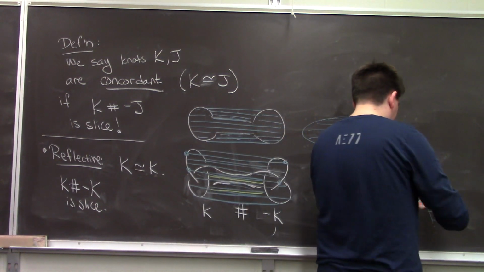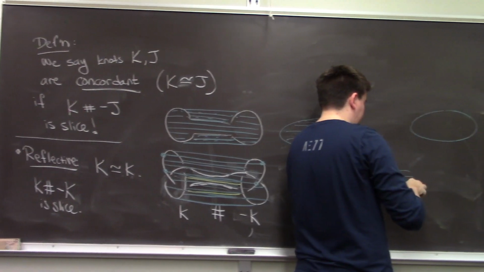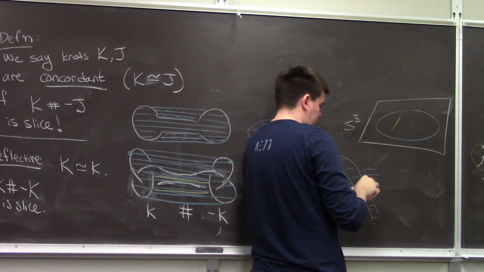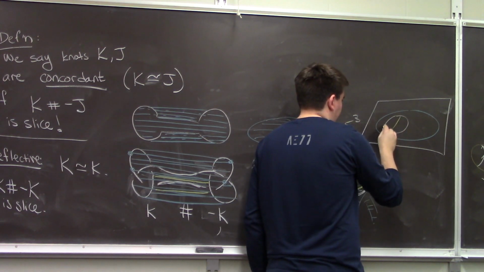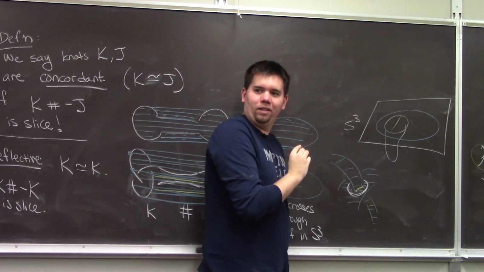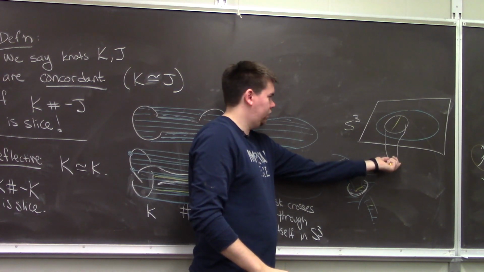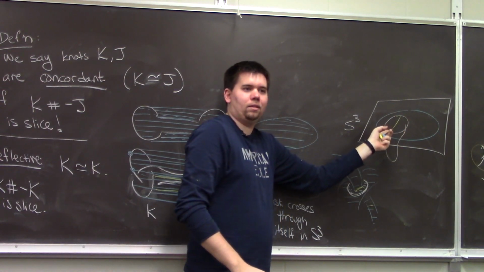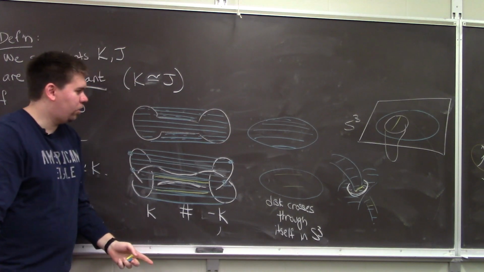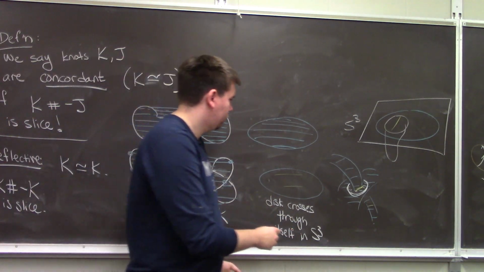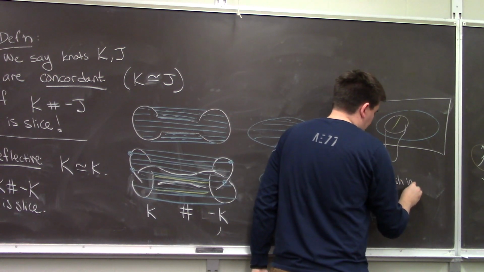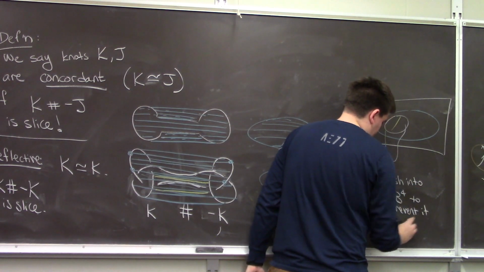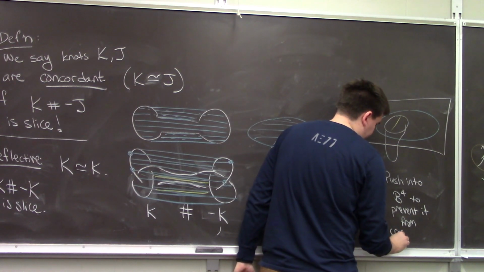Right? So like here's your disk up here in S3, and it crosses through itself like here. And so what you do is you just take a little segment around that part and you just push it down. And so now it's down here in your fourth dimension. And so in S3, when the disk crosses through, it's no longer there, so it doesn't hit itself. So although the disk passes through itself in S3, you can push into B4 to prevent it from crossing through itself.